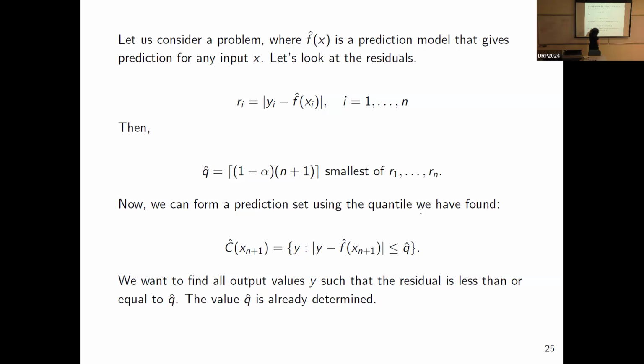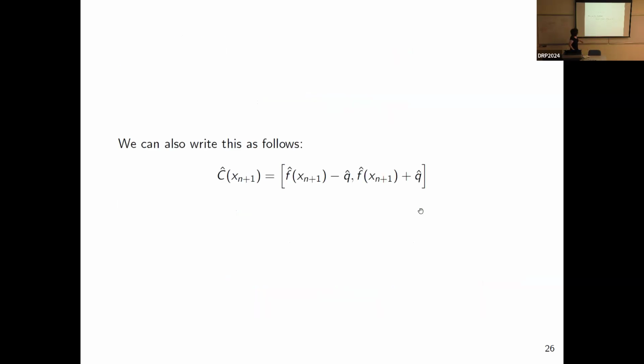Now we can form a prediction set using this quantile we have just found. So we want to find all output values Y such that the residual is less than or equal to Q, and Q is already determined. And also we can write this formulation like this too. So this is the confidence interval. As you might understand, this is the lower boundary of this interval, and this is the upper bound of this interval.